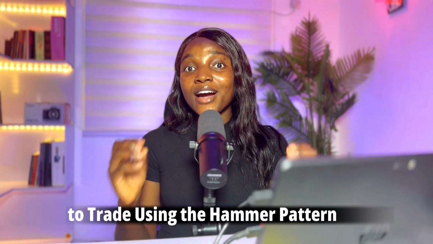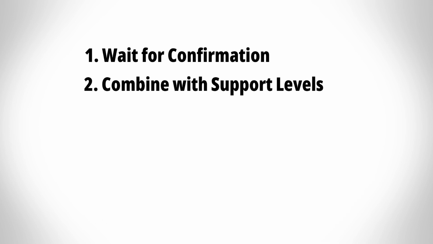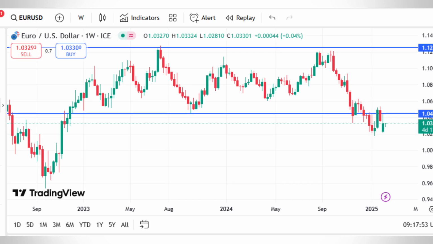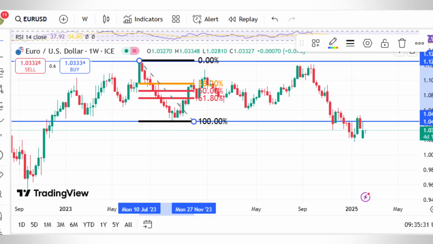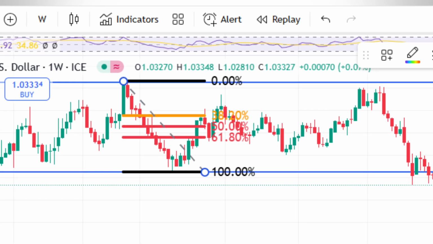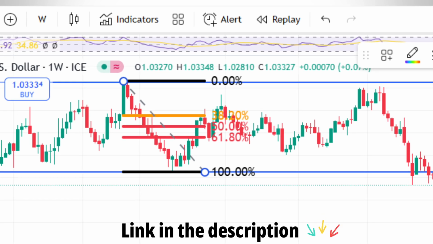Now let's see how to trade the hammer candlestick. First, you want to wait for confirmation. Next, you want to combine the hammer candlestick with support and resistance. A hammer candlestick that forms near significant support zones or Fibonacci retracement levels carries more weight. If you do not understand Fibonacci retracement, then you may want to see our video on Fibonacci retracement. I'll leave a link in the description below for that video.